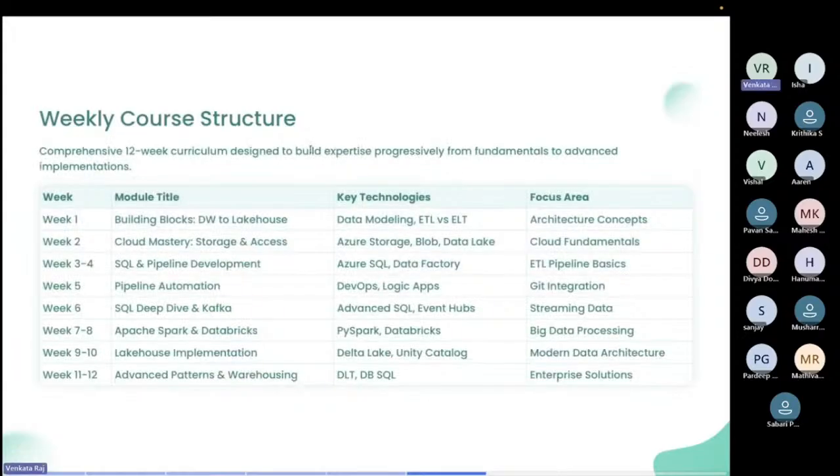So this is another, more detailed level of the weekly course structure. We are going to go through all of these modules. These are some of the modules that we are going to cover. Like I mentioned, in the early weeks, we are going to talk about data warehouse to lakehouse. Then we will get started with Azure services here.